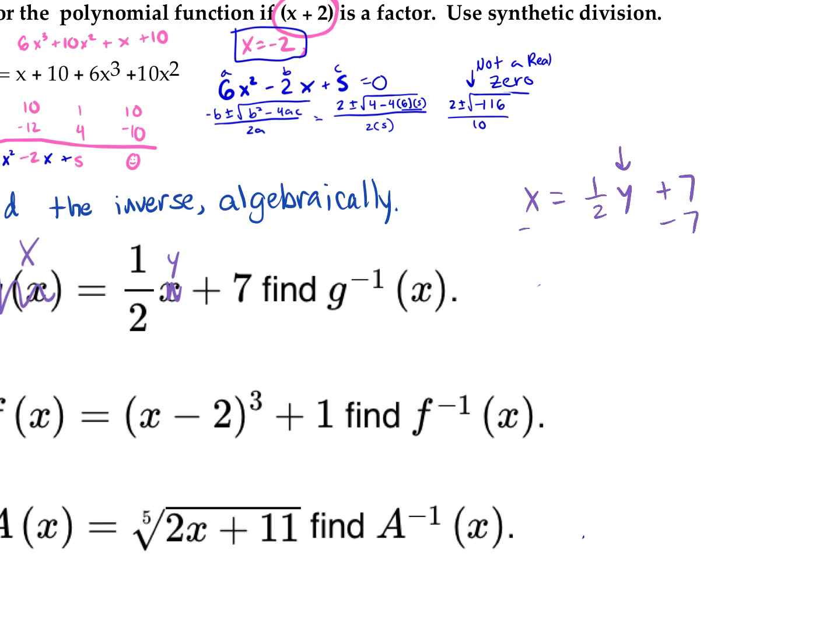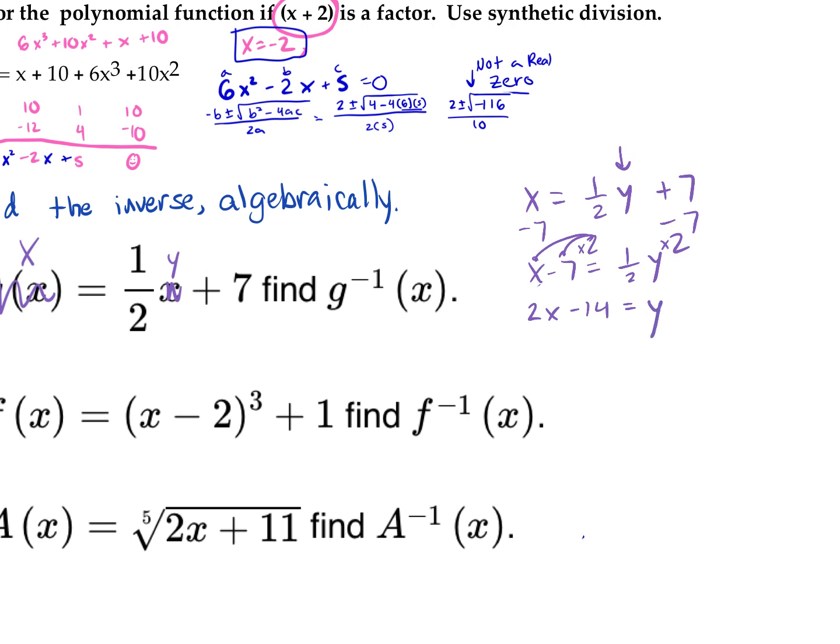So subtract 7 on both sides. X minus 7 is equal to 1/2 y. Now I can multiply 2 to both sides to get rid of that 1/2. So times 2, times 2. I'm going to distribute the 2. You don't have to, you can just leave it outside, but make sure you put that x minus 7 in parentheses. So this would be 2x minus 14 is equal to y.